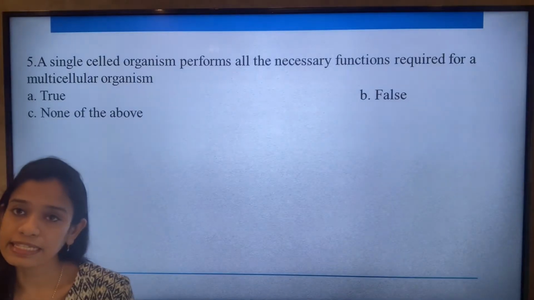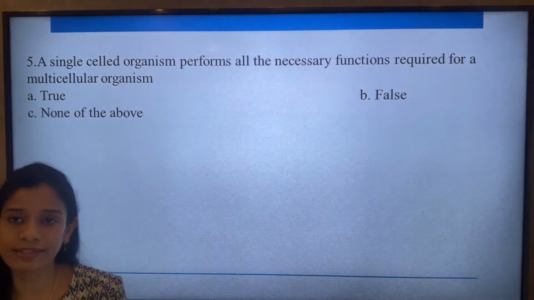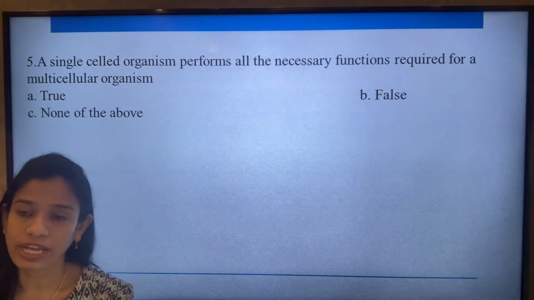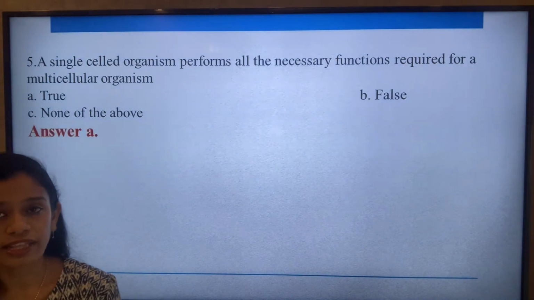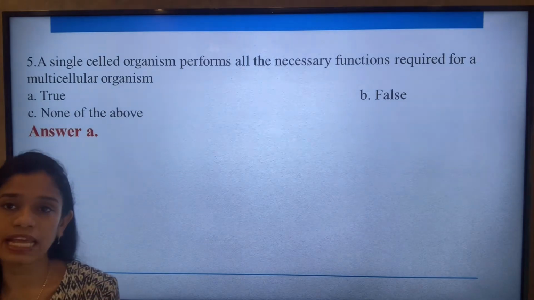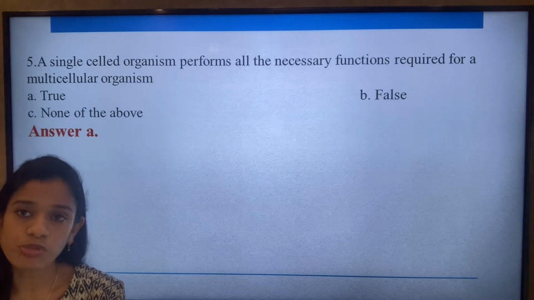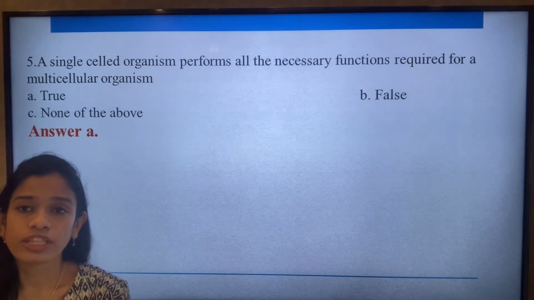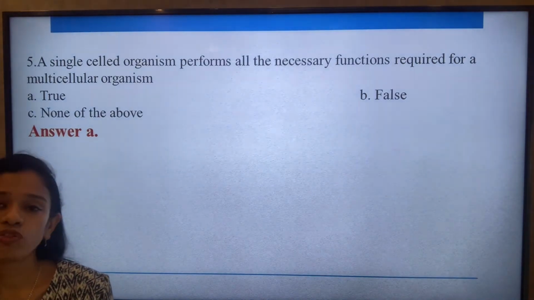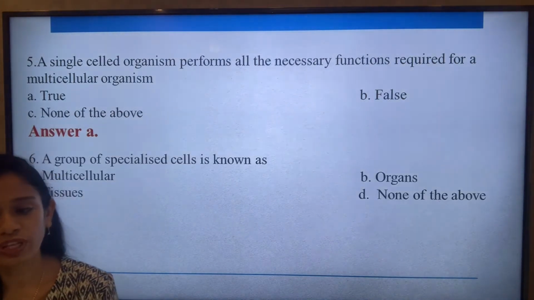A single cell organism performs all the necessary functions required for a multicellular organism. That is answer A. That is absolutely true, because we know that a single cell is able to perform all the functions that are required for a multicellular organism, or for the living of any organism. So let's move on to the next question.